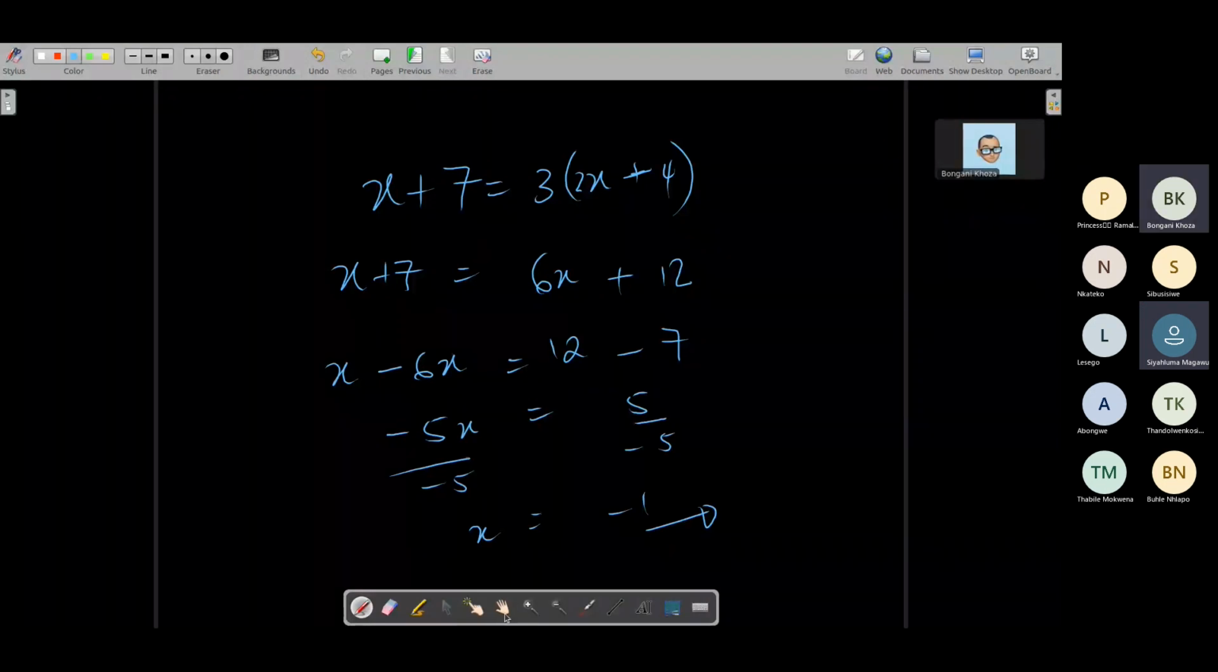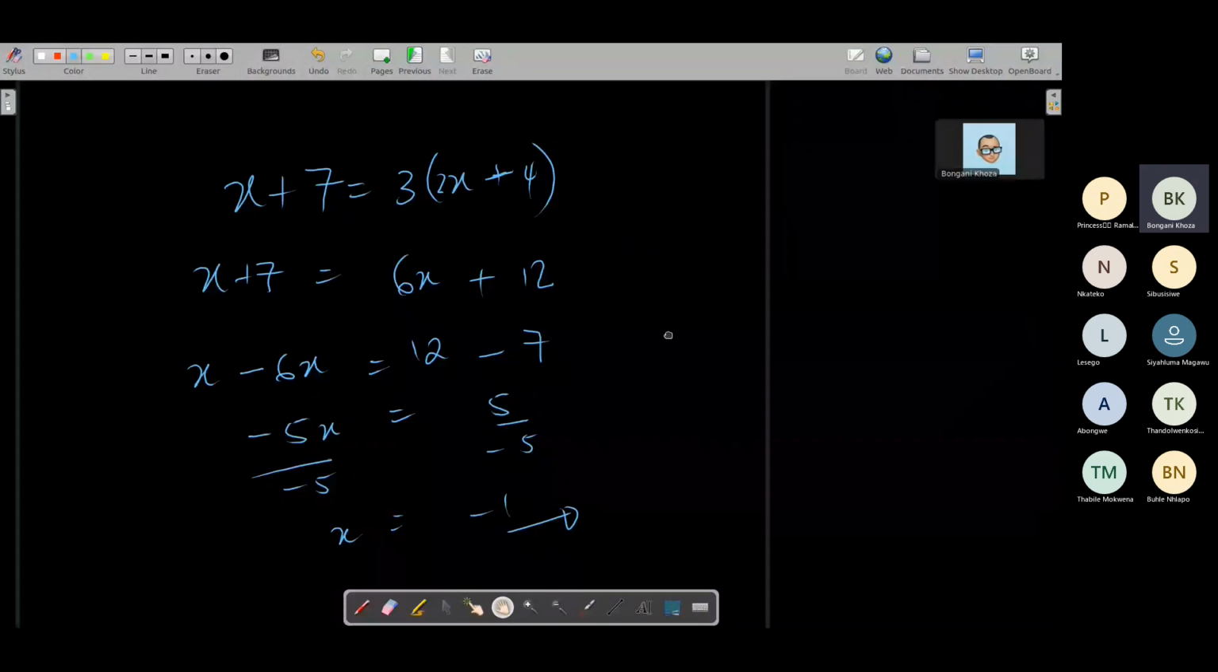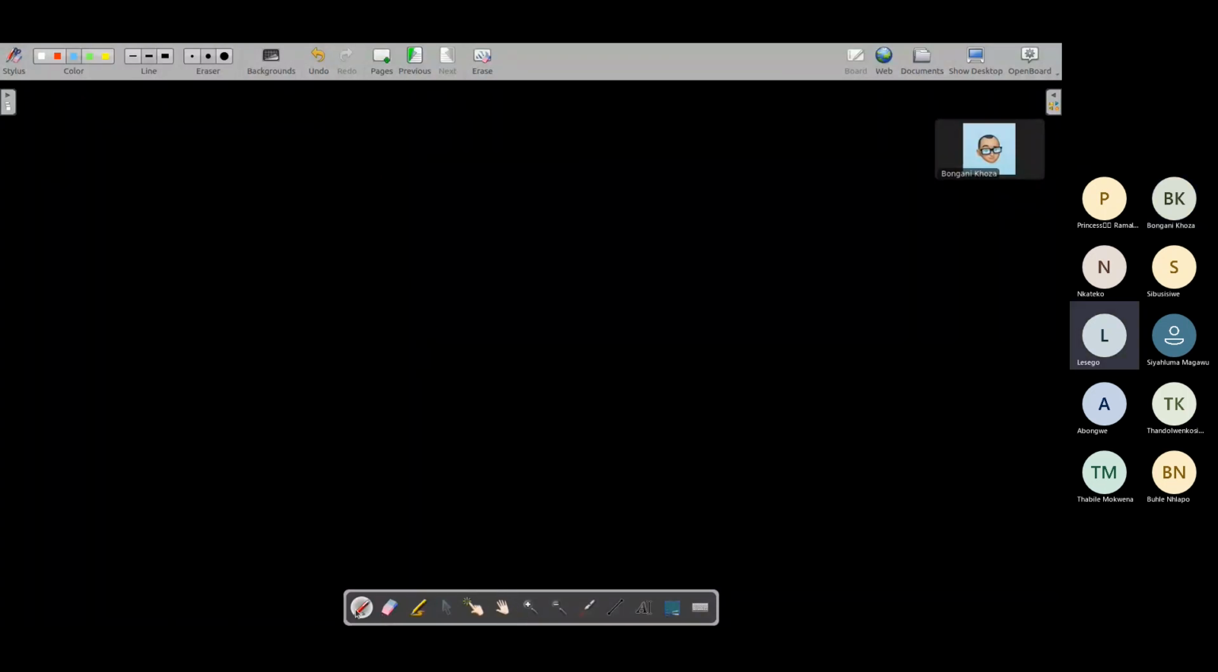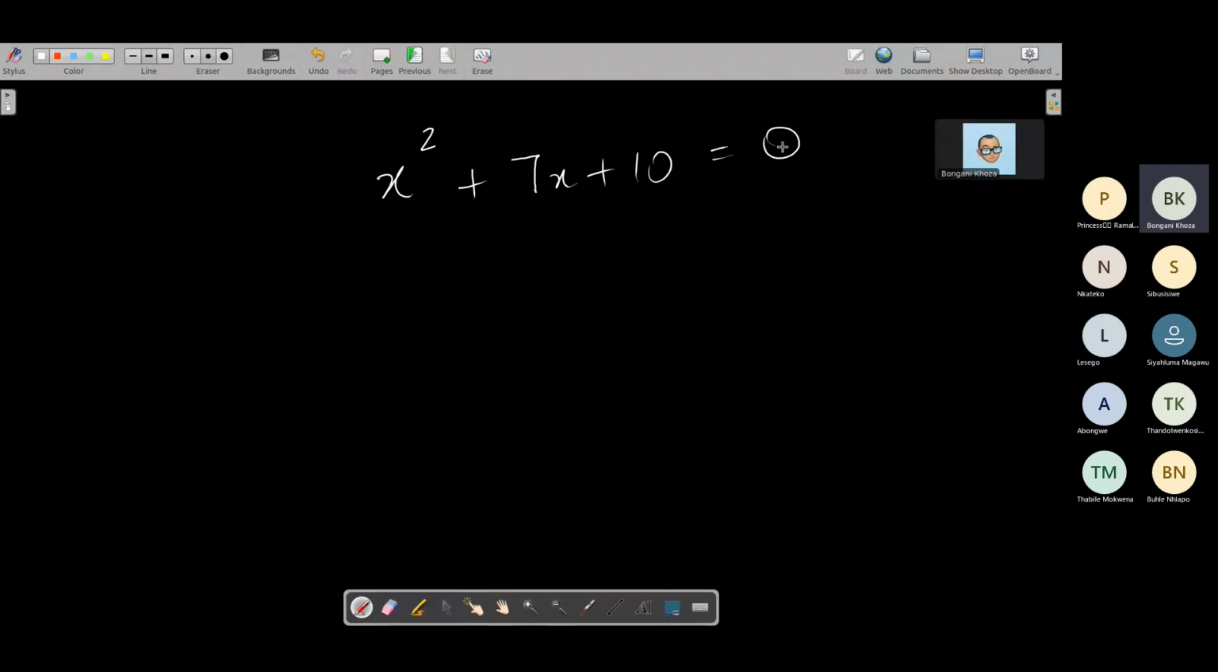So let's look at quadratic equations. For quadratic equations, we are actually using a trinomial. We'll be given something like 2x squared plus 7x plus 10 equals 0. We have seen that this is a trinomial. But the only part that we have added is that we are equating it to something here. So it's equal to 0.